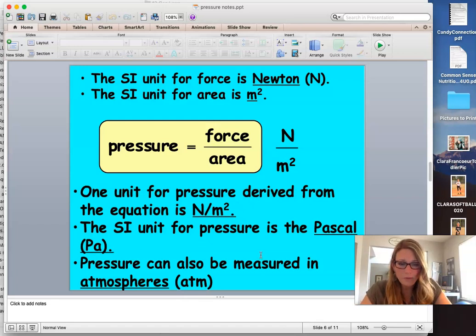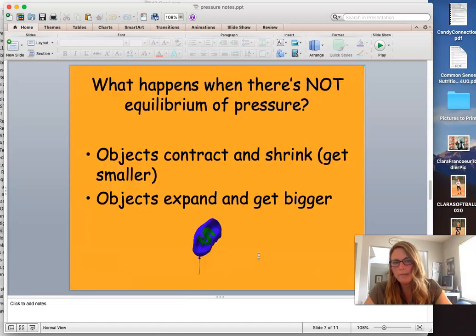So pressure would be atmospheric pressure. It's that thing that happens because of changes in the weather, and weather changes because of the pressure. And some of us get headaches from that and vice versa, okay?